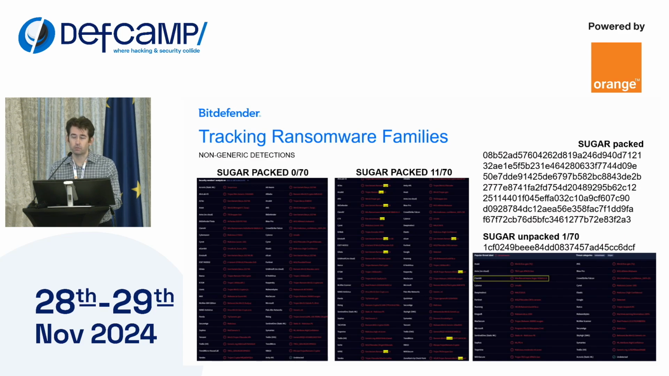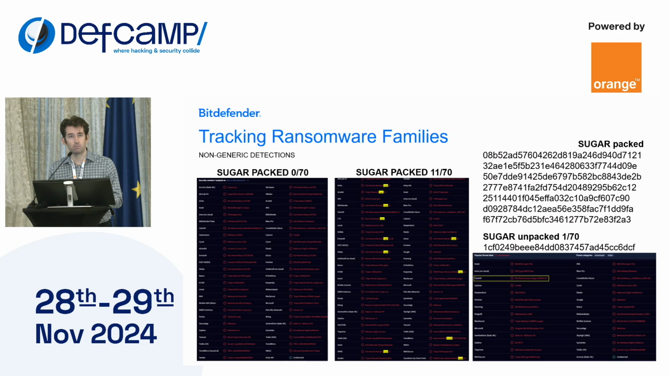Okay. This is a more concrete example. There is one ransomware family which is named Sugar ransomware. We found a couple of samples which are original samples and packed as well. And the leftmost figure shows that there is no Sugar label for these samples. So if I'm trying to find some Sugar ransomware on these public databases, this doesn't help me, right? So I have to what?